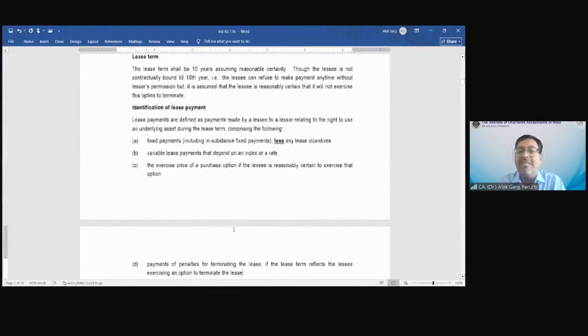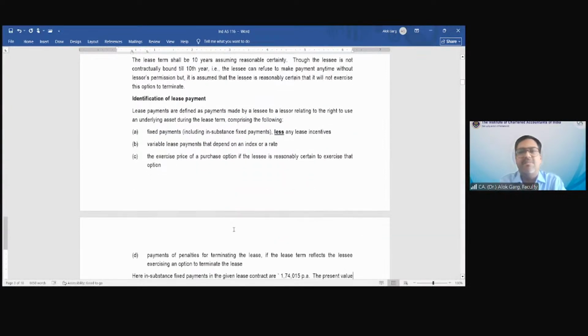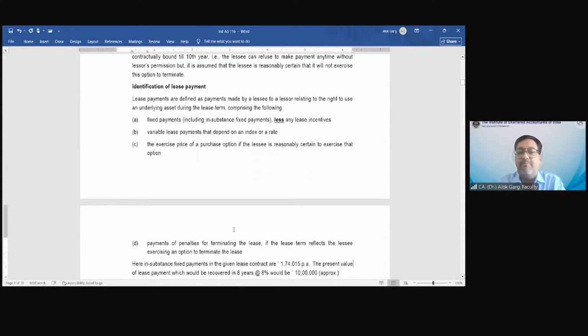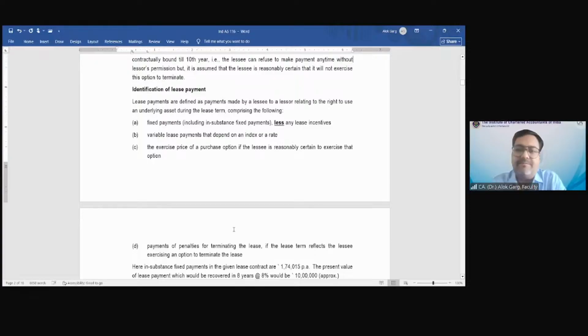Now, what is the lease payment in this case? Tell me, what is the lease payment in this case? Sir, 8 years plus 2 years, 10 years, because the lessor only has the termination right. No, the lessee has the termination right, not the lessor. The company has it, Feel Fresh has it, Radhe does not have the termination right. Okay, so the company has it.